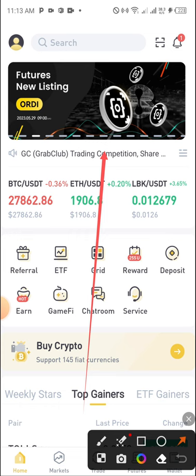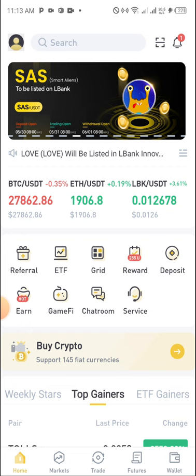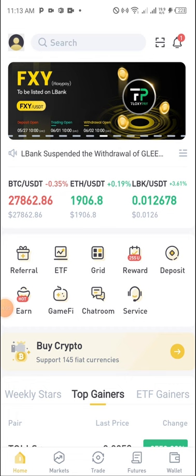All right, so guys, this is just a breakdown on how to use this amazing platform. Why I love this Lbank is because it is very easy to use. It is very straightforward. There are no complexities.